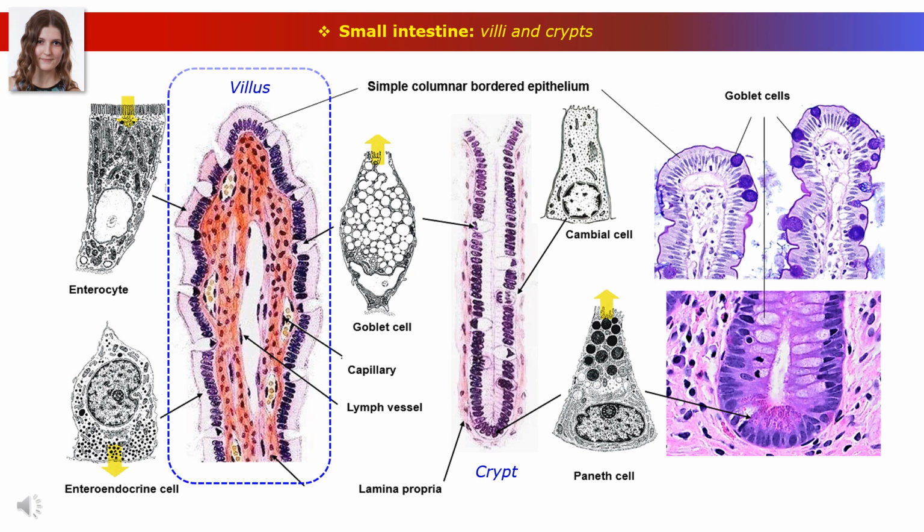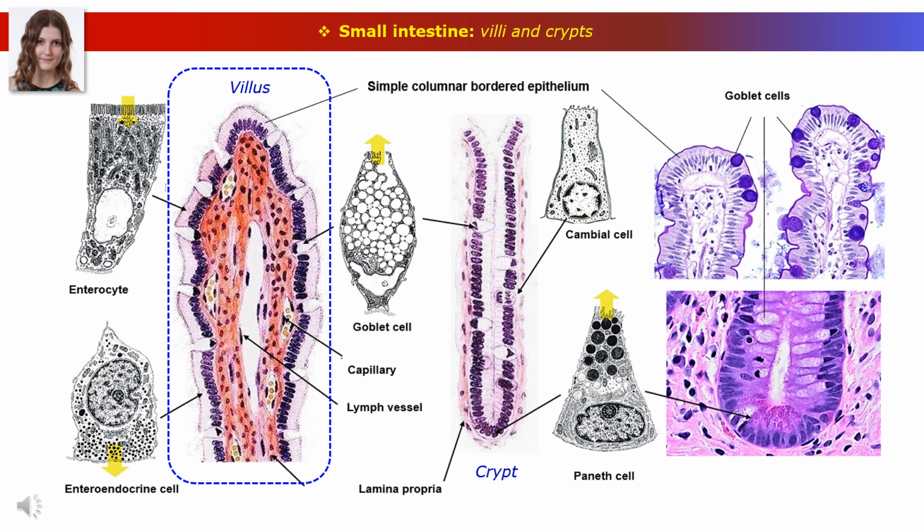Villi are finger-shaped outgrowths of the lamina propria of the mucous membrane into the lumen. They consist of loose connective tissue, covered by simple columnar epithelium. Inside the villi there are blood and lymphatic vessels and individual smooth muscle cells located vertically. The presence of villi increases about 8 times the surface area of the epithelial lining of the small intestine.